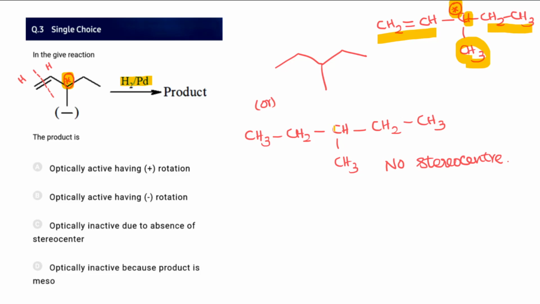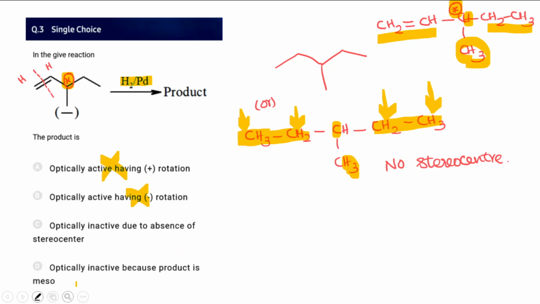If you take this same carbon, there are 2 CH2CH3 groups. A carbon attached to 2 same groups cannot act as a stereo center. Even if you take every single carbon, every single carbon has the same groups. Here 3 hydrogens are present. Here also 3 hydrogens. Here 2 hydrogens. And here 2 ethyl groups have come. Here 2 hydrogens. Here also 3 hydrogens. So no stereo center is present. So therefore it is optically inactive. By that way we can neglect these two.